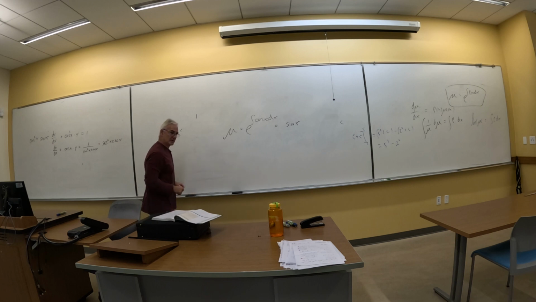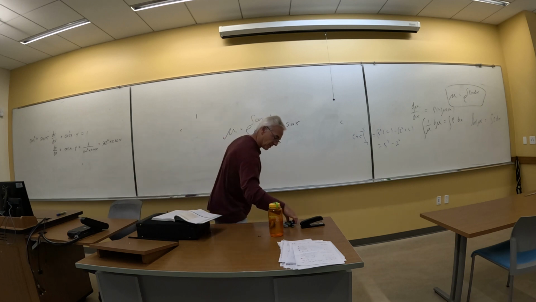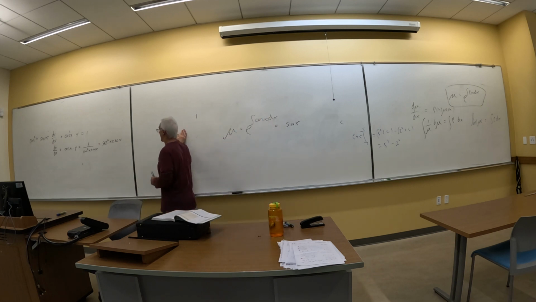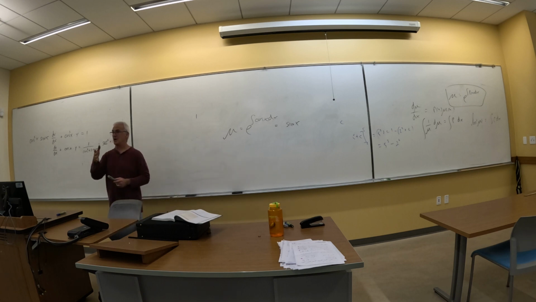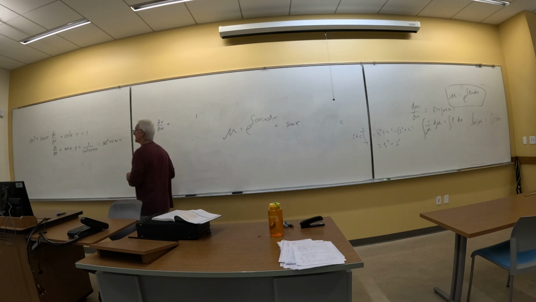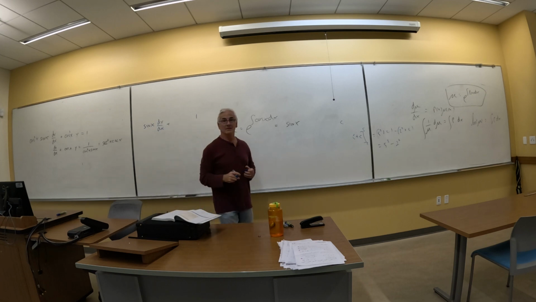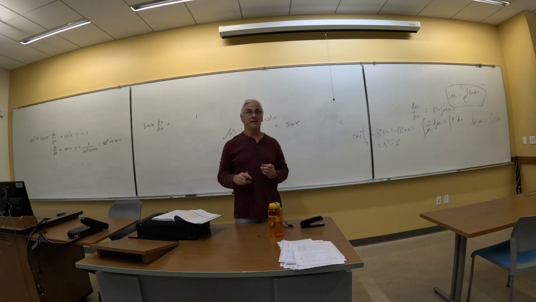I need a different color now. That one's going to run its course. I'm going to multiply both sides of this equation by the sine function. Now be very careful when you do that. So I'm going to get sine x dy dx. That's pretty cool.